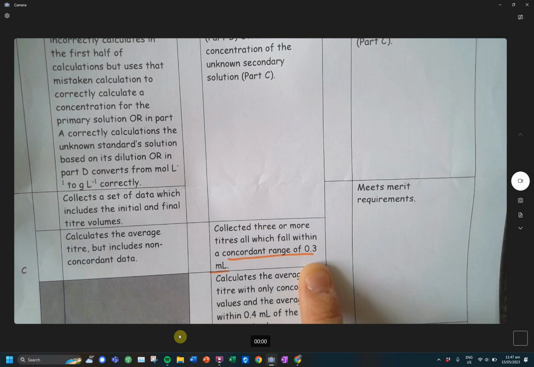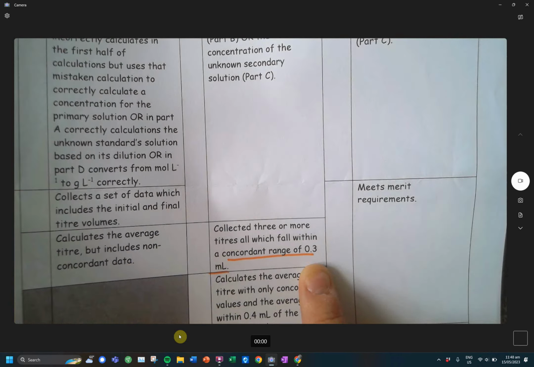So what that tells me is that the highest value that I'm using as my data point minus the lowest value that I'm using as my data point is within 0.3 mils of each other. If they are greater than 0.3 mils, then I will limit myself and I won't be able to get an excellence or higher. I'll be stuck at an achieved. So let me show you what I mean by that.